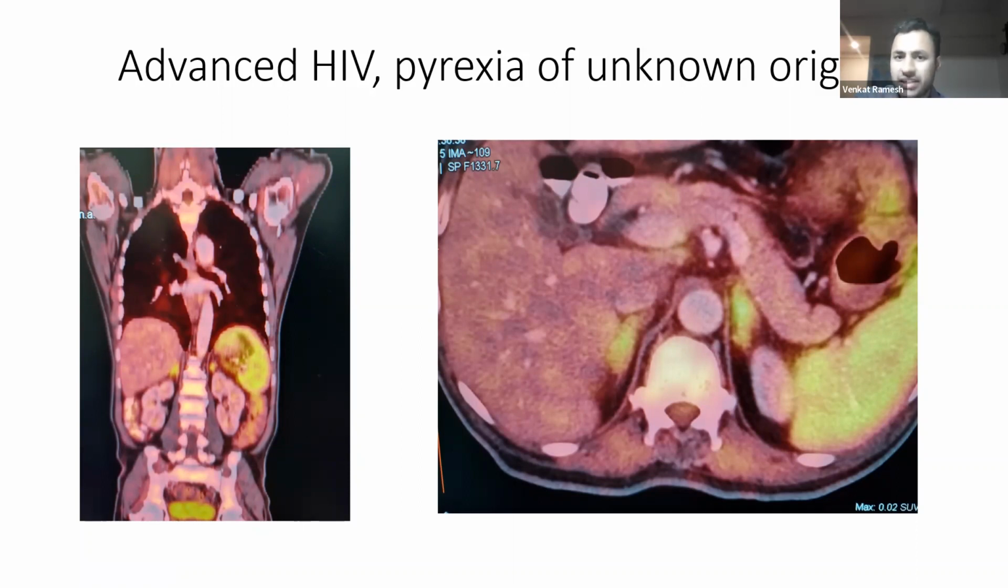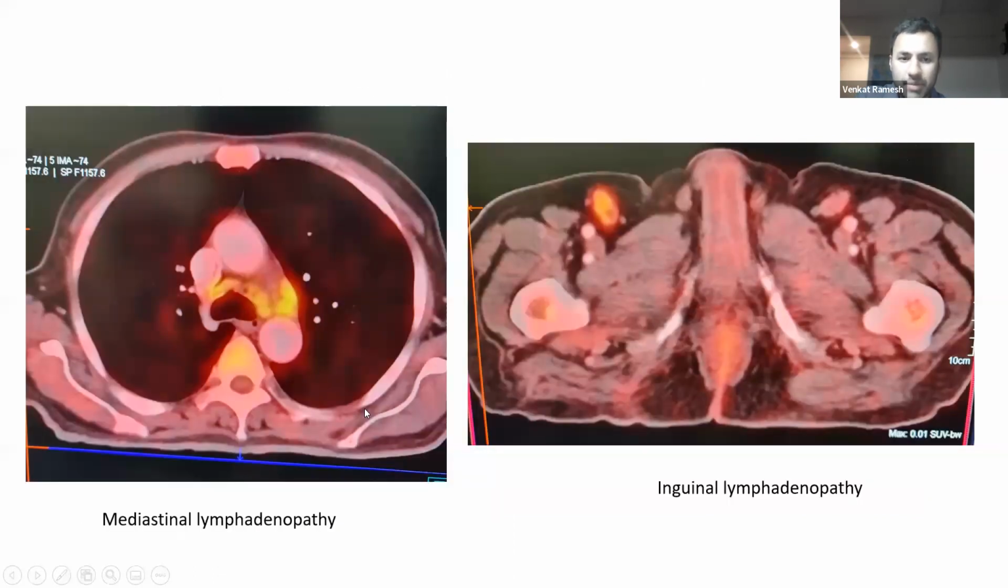Now, rather than proceeding directly for a cervical lymph node biopsy, what we often do is whole body imaging to look at other sites of involvement also. So you can see there is splenic involvement, adrenal involvement, mediastinal adenopathy, inguinal lymphadenopathy. And so this patient actually had what we would say is fever of unknown origin with disseminated lymphadenopathy and adrenal involvement in advanced HIV.